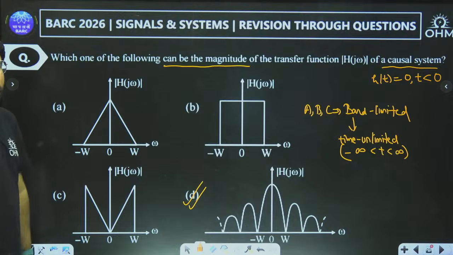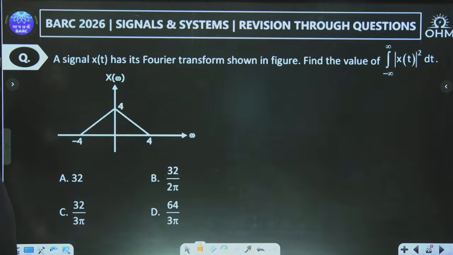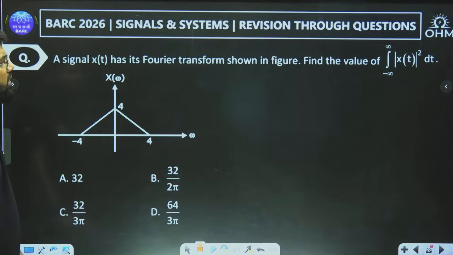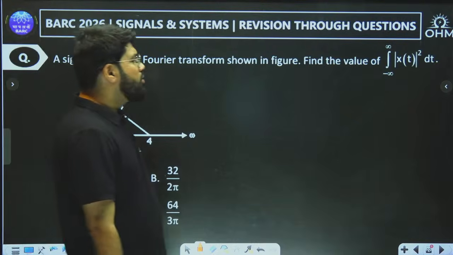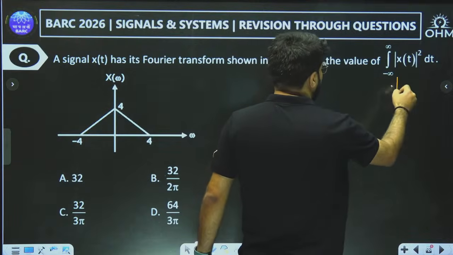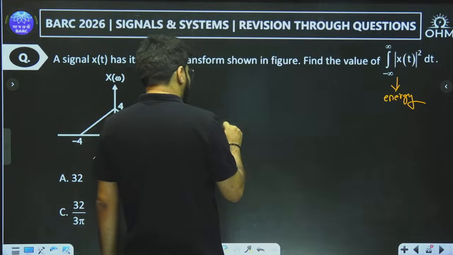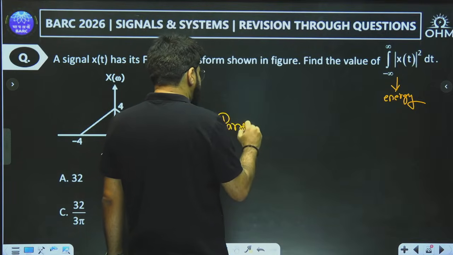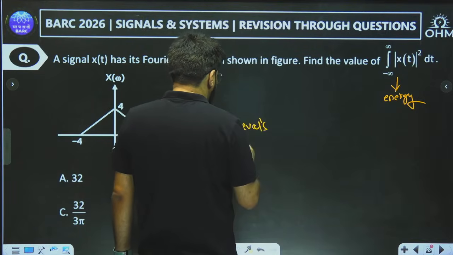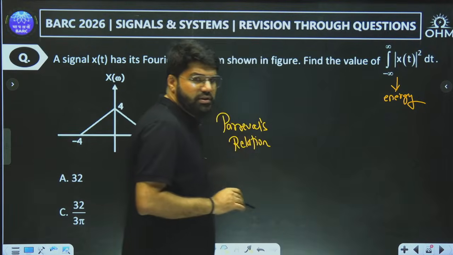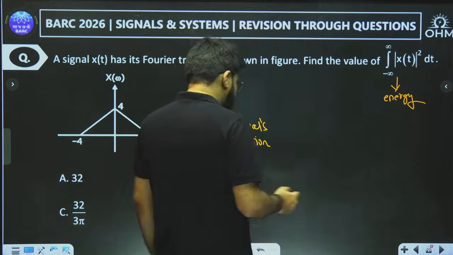Okay, let's go to the next question. A signal x(t) has its Fourier transform shown in the figure. Find the value of the integral of mod x(t) whole square. This is known as the energy formula for a signal. We have to go for Parseval's relation, because x(t) is not given, its Fourier transform is given. So this is a direct question on Parseval's relation.